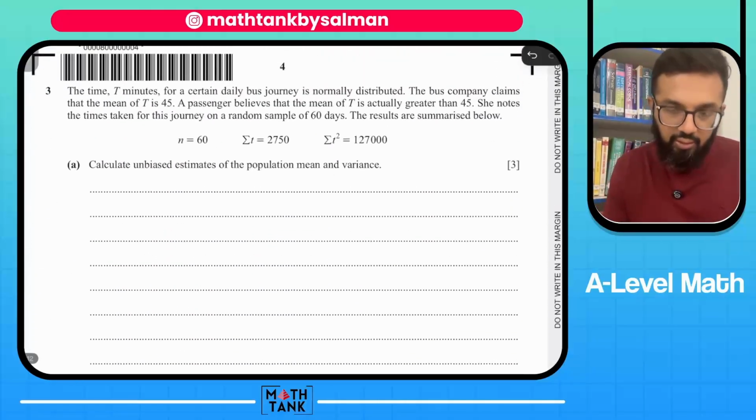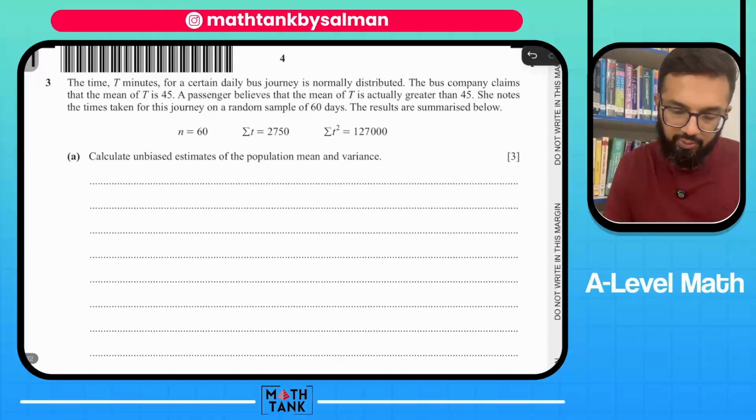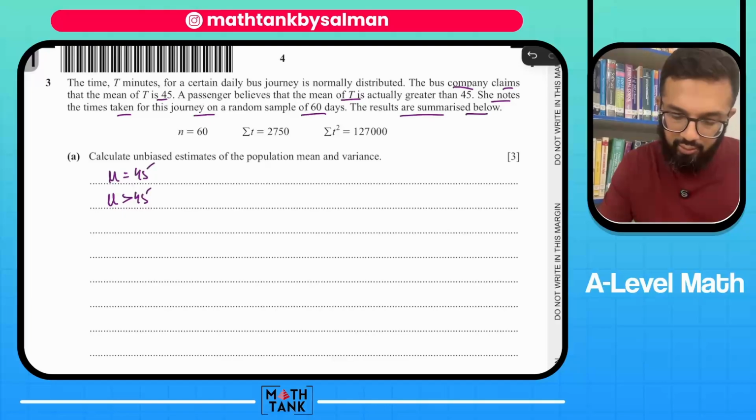Easy question again. Let's look at the third one now. It says the time in minutes for a certain daily bus journey is normally distributed. The bus company claims that the mean of T is 45. A passenger believes that T is actually greater than 45. So this looks like a hypothesis question. She notes the times for the journeys on a random sample of 60 days, the results summarized below. Calculate unbiased estimates of the population mean and variance.